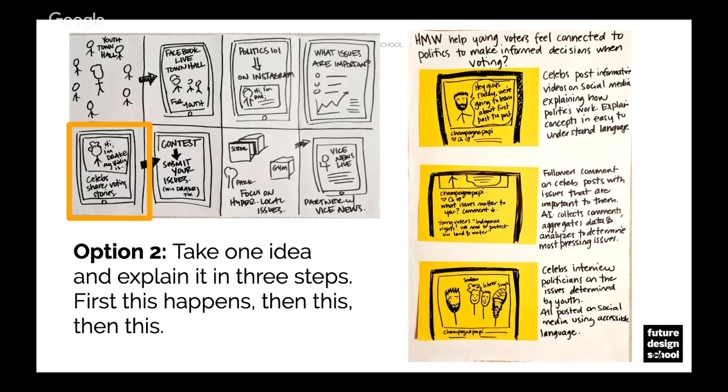They would explain these concepts in easy to understand language. Then followers would comment on celebrity posts with issues that are important to them. AI would collect comments, aggregate the data, and analyze to determine the most pressing issues. And finally, celebrities would interview politicians on the issues determined by youth. All of these would be posted on social media using accessible language.